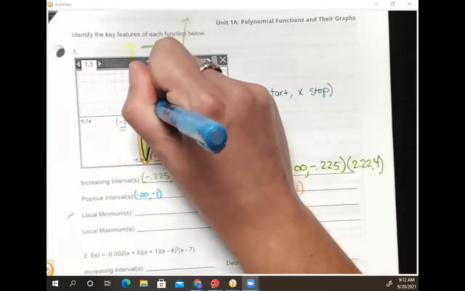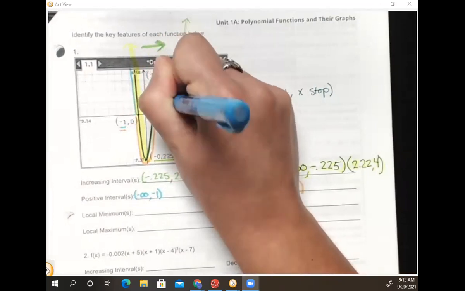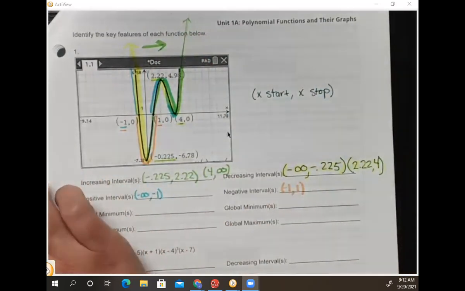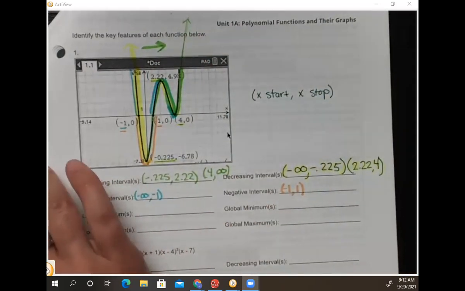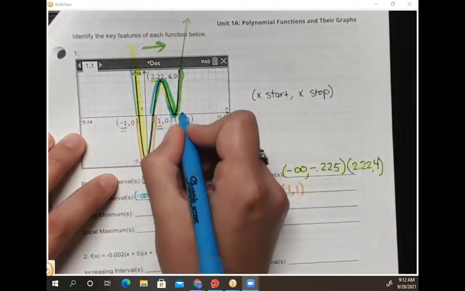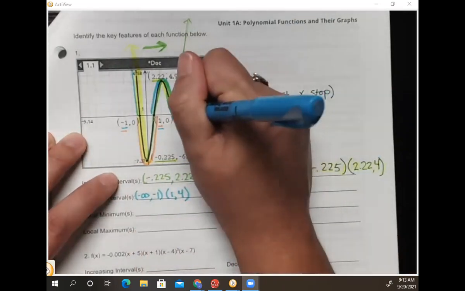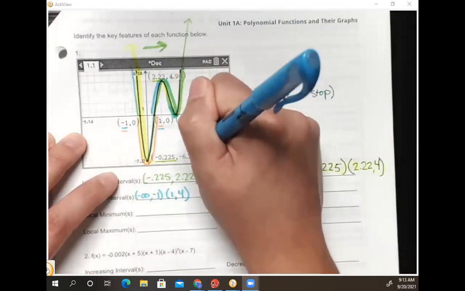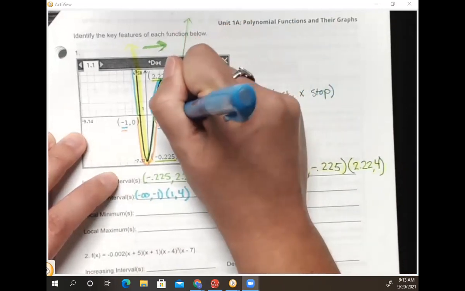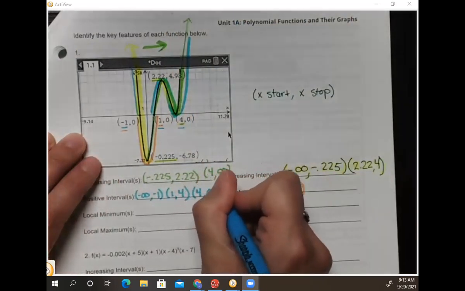Now I've got another positive interval that goes until I hit the x-axis. The x-axis is not above the x-axis. It's also not below the x-axis. So anytime I hit the x-axis, I have to stop my interval. So this is all above, so from when x is 1 until x is 4. When I hit the x-axis, I don't go negative, right? I turn around and I'm positive again. So then I get another positive interval from 4 to infinity.